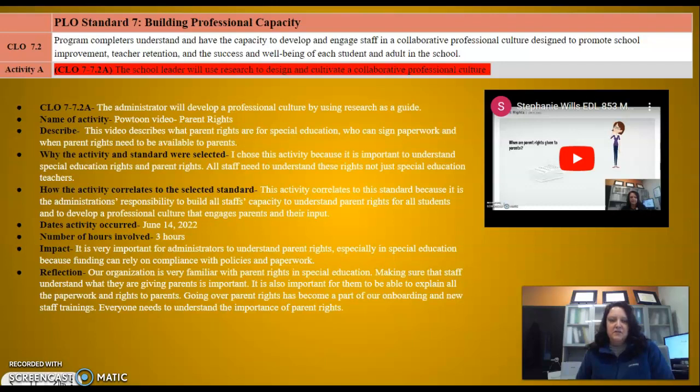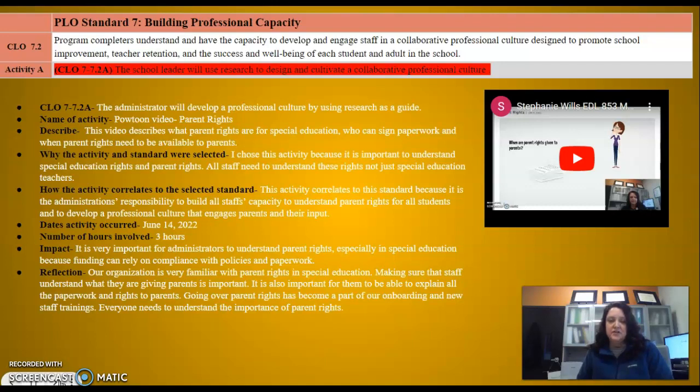This video describes parent rights for special education, who can sign paperwork, and when parent rights need to be available to parents. I chose this activity because it is important to understand special education rights and parent rights. All staff need to understand these rights, not just special education teachers. This activity correlates to this standard because it is the administration's responsibility to build all staff's capacity to understand parent rights for all students and to develop a professional culture that engages parents and their input.